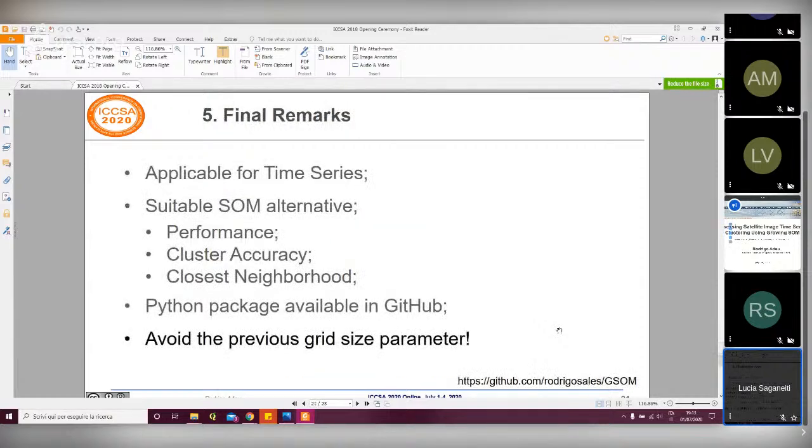These are the final remarks. So we check that the GSOM is applicable for the time series approach. It's a suitable SOM alternative with good performance, good cluster accuracy, and keeping the closest neighborhood intact. We developed a Python package, and it's available on GitHub. And the most important, we avoid the previous grid size parameter. We just use the spread factor that is a neutral factor, so we don't need to say the size of the grid before we run the simulations.